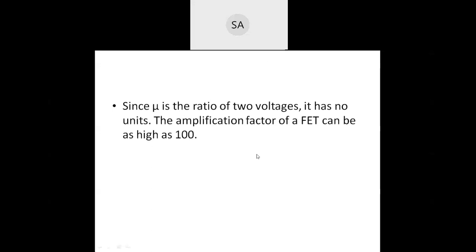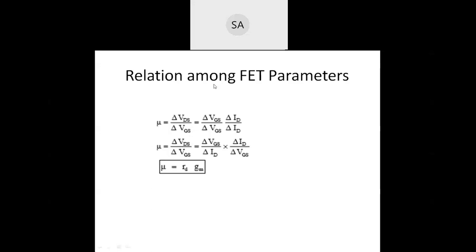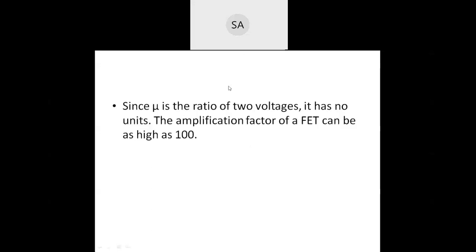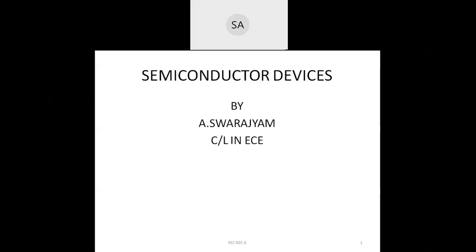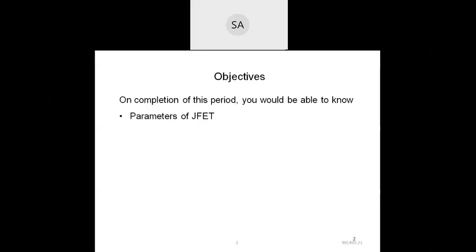So these are the topics we have to discuss. Later we will discuss the parameters of JFET, and the relations of JFET will be discussed in the next video or next lecture. Okay. So what are the parameters of JFET? Drain resistance, transconductance, and amplification factor.